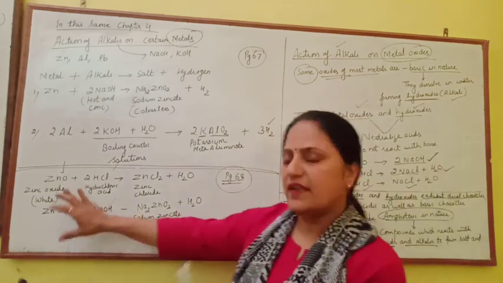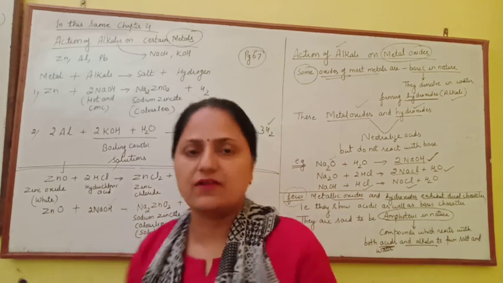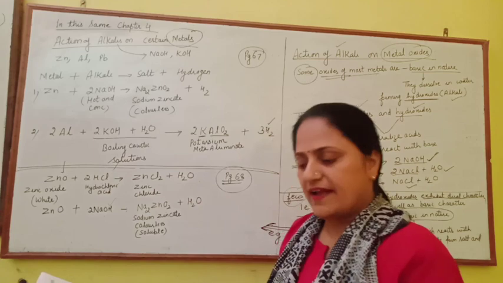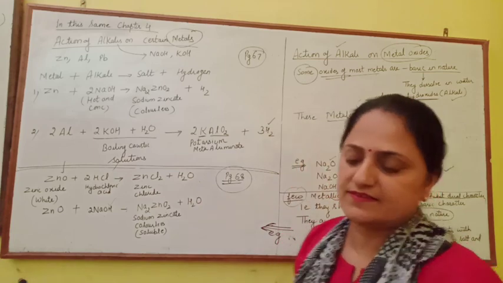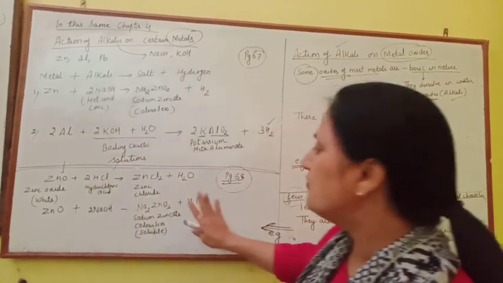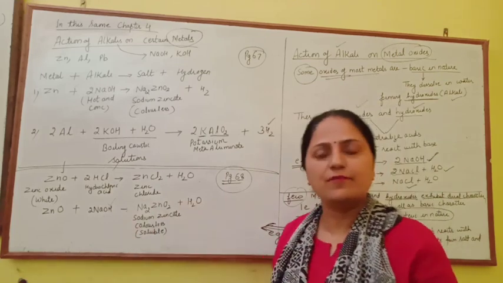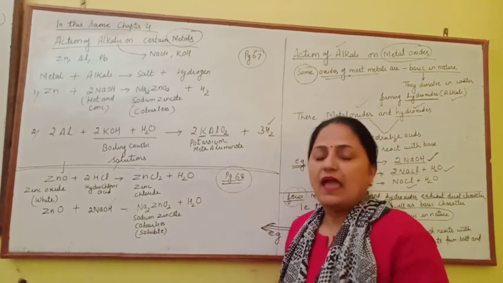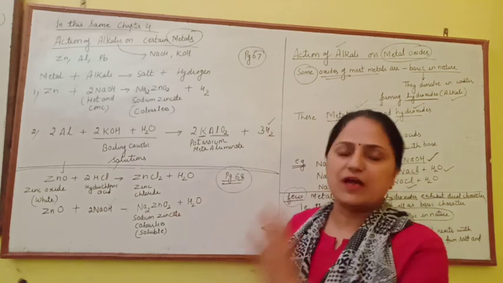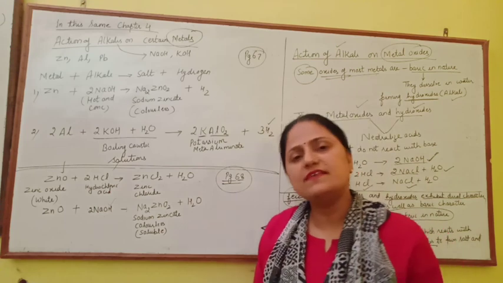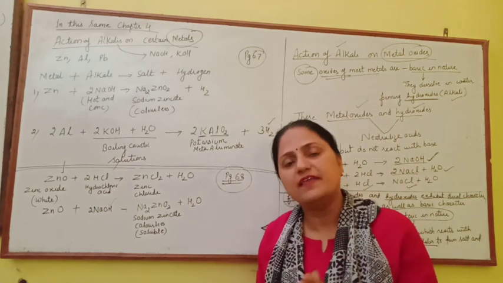I have given you one example. Other examples are also there. You have to learn it from your book, that is oxides of aluminium and lead oxides. So two more examples you have to learn from your book, the oxides of aluminium and lead. Any doubt related to this chapter, if there is any, this chapter is actually very easy. Only thing is you have to practice it. You have to write the equation.